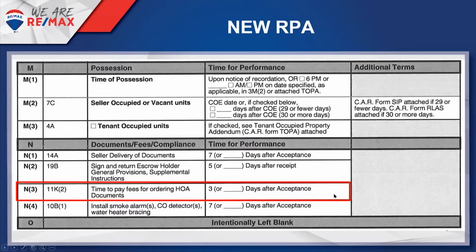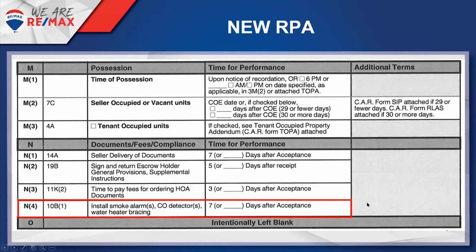Escrows have learned not to take money from the buyer's deposit to pay for HOA docs. That's very problematic. So they're going to want a credit card or money put into escrow to pay for those HOA documents. And again, 3 days. And we all know why. It takes HOA quite a bit of time to get those documents out. And we want them to the buyer as quickly as possible.